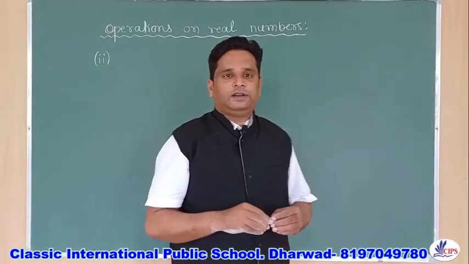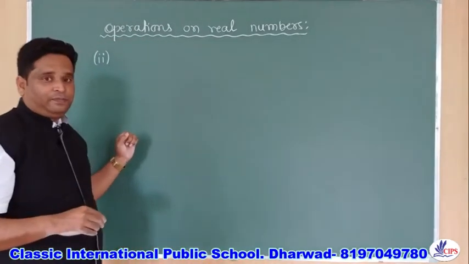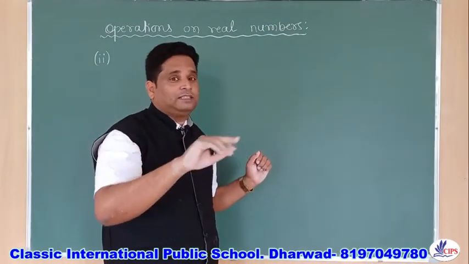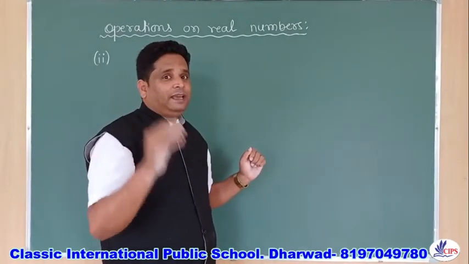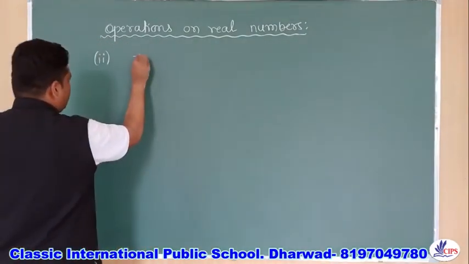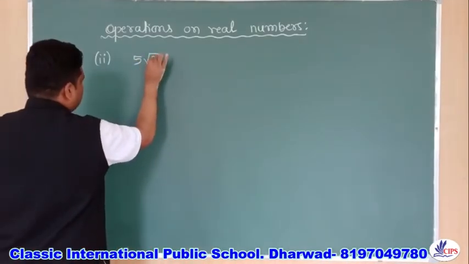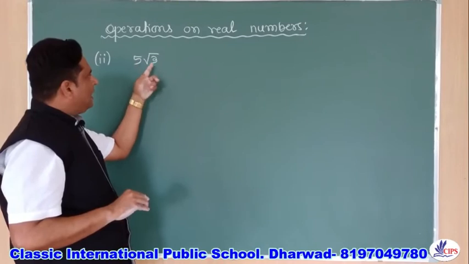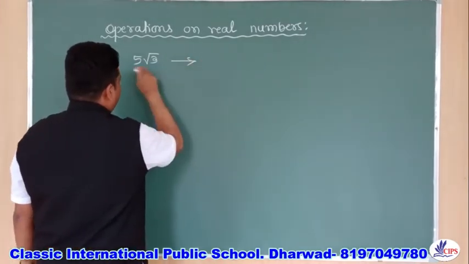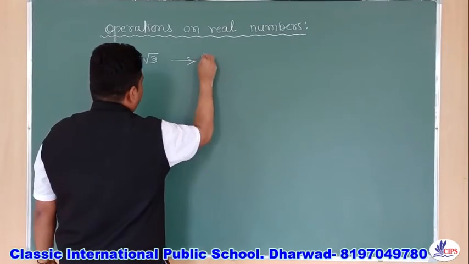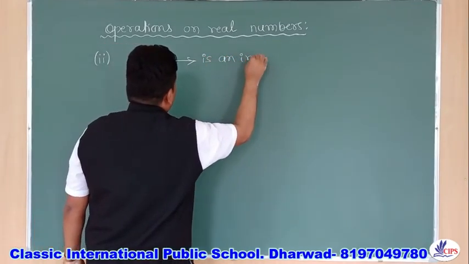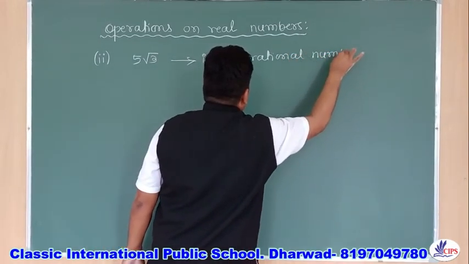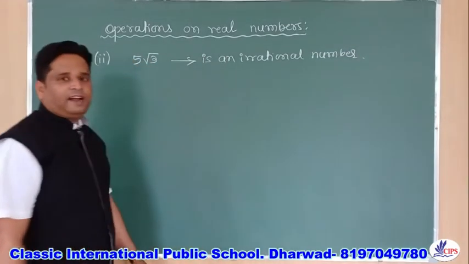Okay? Yes children. Similarly, we'll go to the second fact. The product or the quotient of a non-zero rational number and an irrational number is again an irrational number. For example, 5 is a rational number, root 3 is an irrational number. The product of a non-zero rational number and an irrational number is irrational. 5 into root 3, 5 root 3 is an irrational number.